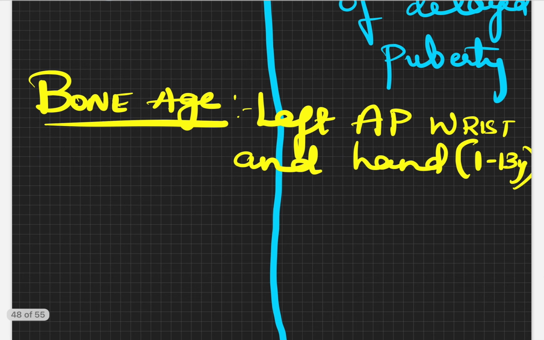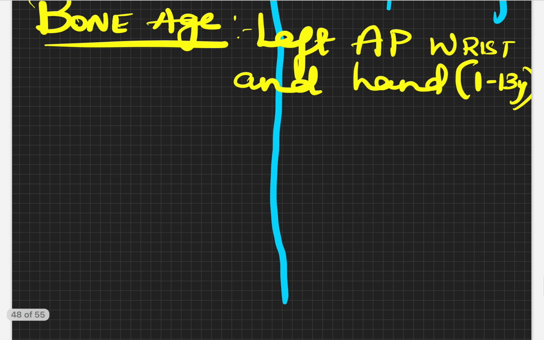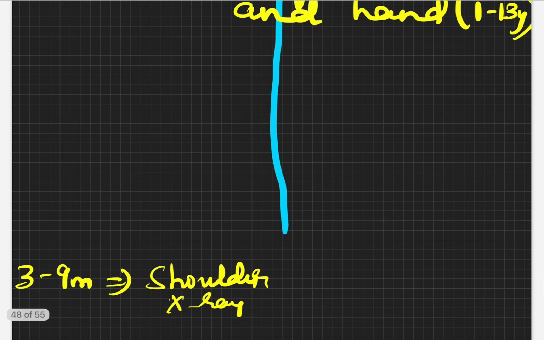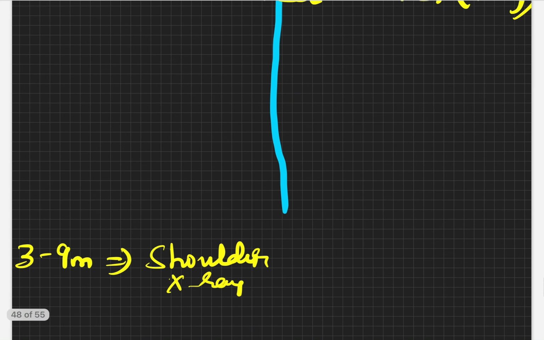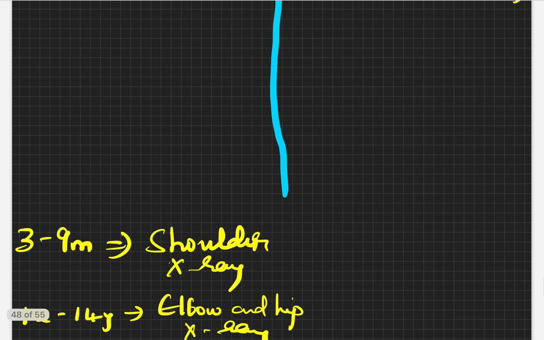Bone age is nothing but, how do we measure it? We take a left AP wrist and hand X-ray for 1 to 13 years of age. For 3 to 9 months, we take a shoulder X-ray. For 12 to 14 years, we take an elbow and hip X-ray. That's how we measure bone age.